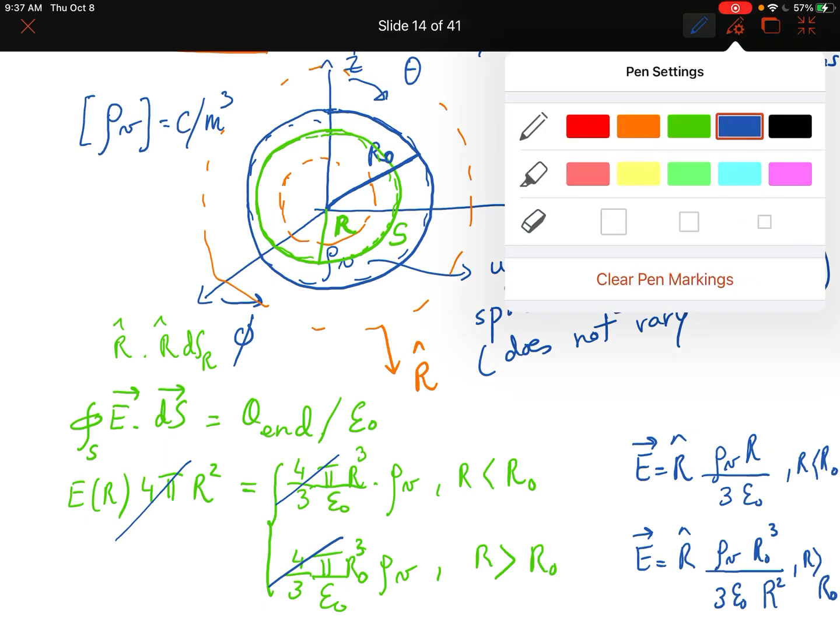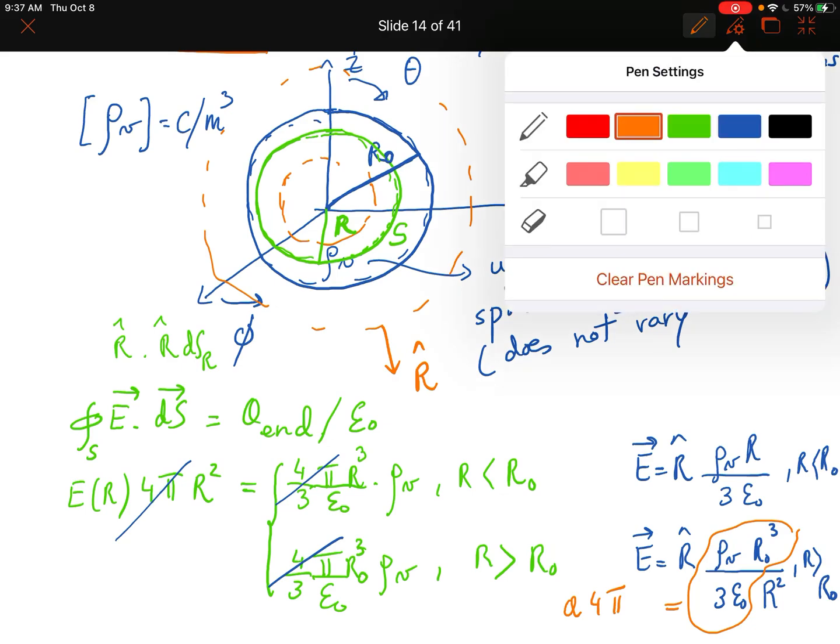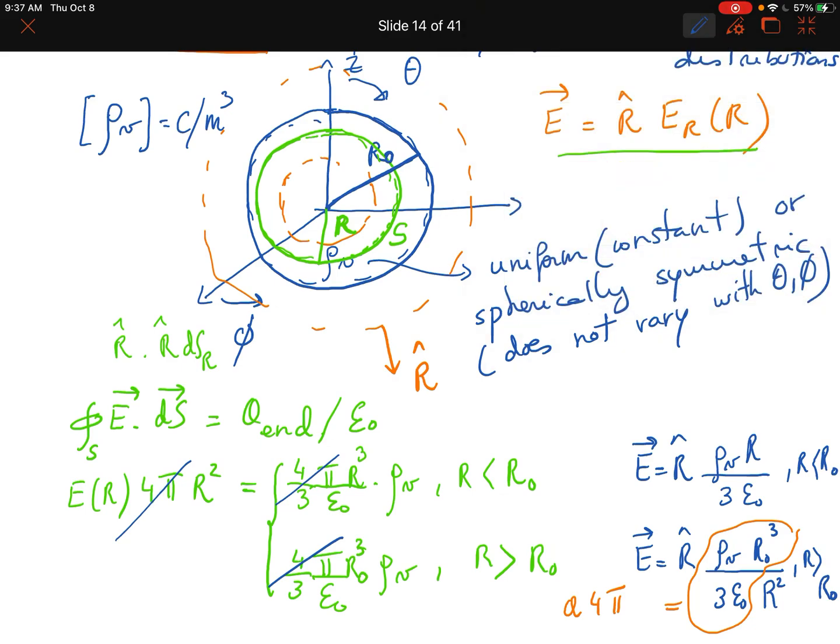And because the total charge of the sphere is equal to the charge density of the sphere times 4 pi over 3 R0 cubed, our field outside can also be expressed in terms of the total charge of the sphere in the usual Coulomb's law form.